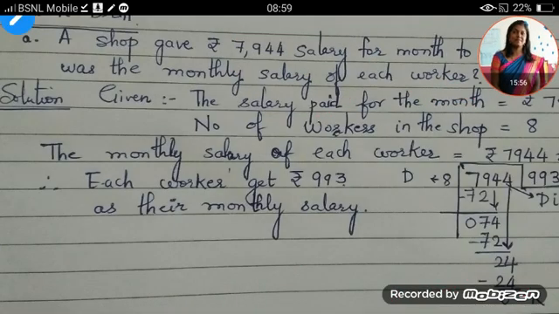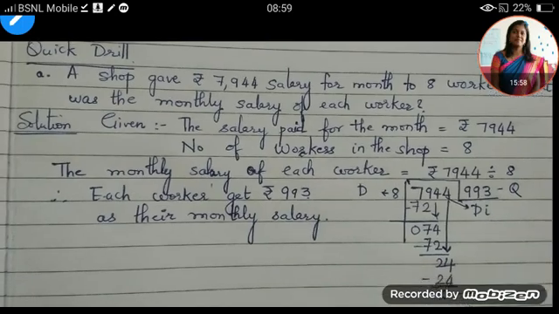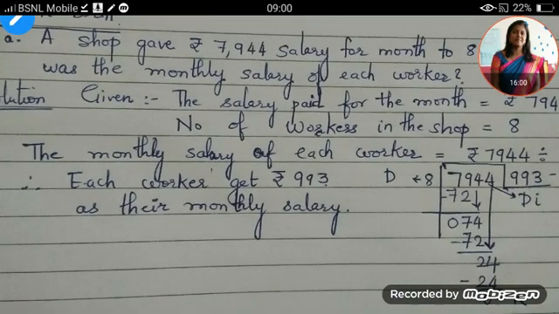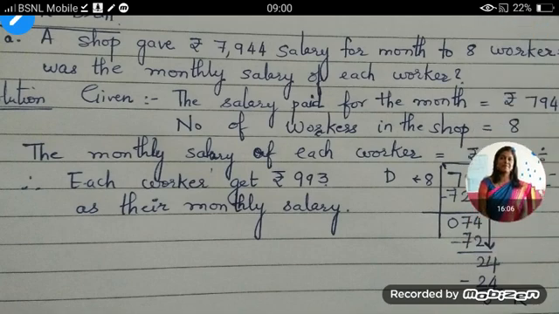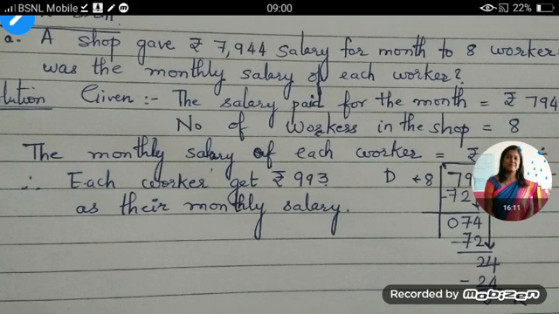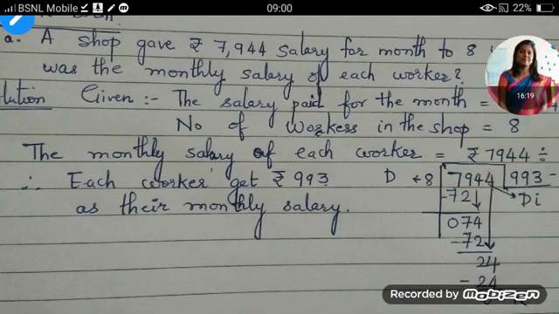If you just see the next part, children, it is a quick drill. Quickly, we'll just see the sum. A shop gave rupees 7,944 as salary for the month to 8 workers. What was the monthly salary of each worker? That is the question, children. You can just refer to your textbook for the question.